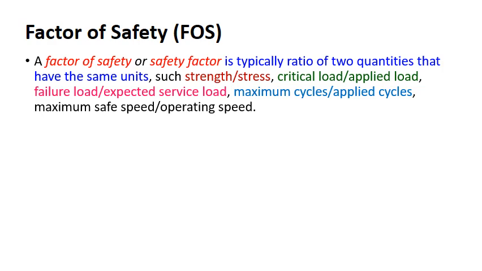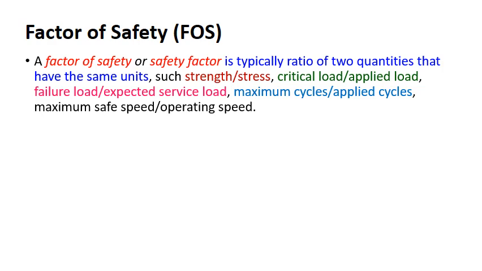As I said earlier, strength is the maximum stress that the component can withstand without fracture, whereas stress is any value which is less than the strength. Then critical load by applied load. Critical load, this you would have used in buckling, and the applied load. Failure load by expected service load. Maximum cycles by applied cycles, this is in case of fatigue. Maximum safe speed by operating speed, this we will design in whirling of shafts to find the natural frequencies. Okay, so this you will study in mechanical vibrations.